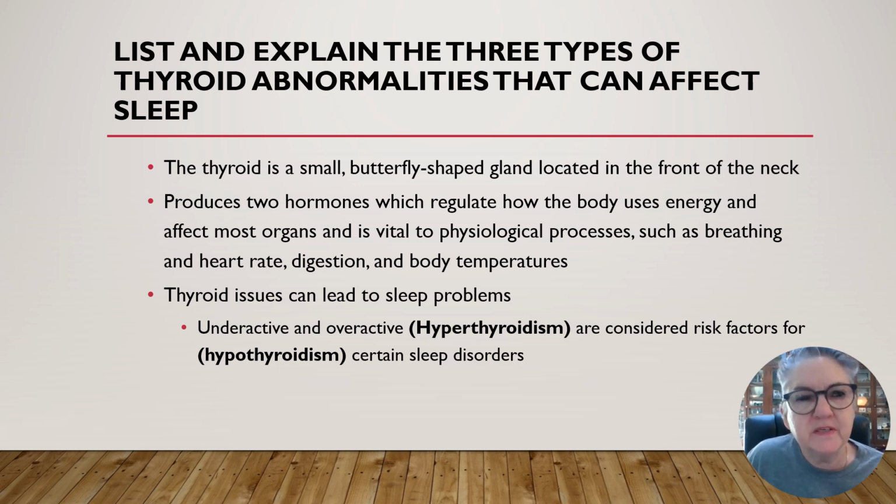List and explain the three types of thyroid abnormalities that can affect sleep. The thyroid is a small butterfly-shaped gland located in the front of the neck. It produces two hormones which regulate how the body uses energy, affects most organs, and is vital to physiological processes such as breathing, heart rate, digestion, and body temperature. Thyroid issues can lead to sleep problems. Underactive (hypothyroidism) or overactive (hyperthyroidism) thyroid are considered risk factors for certain sleep disorders.